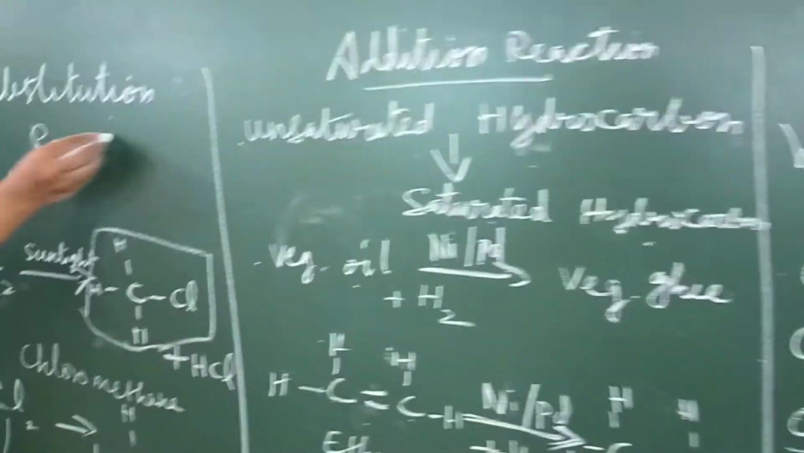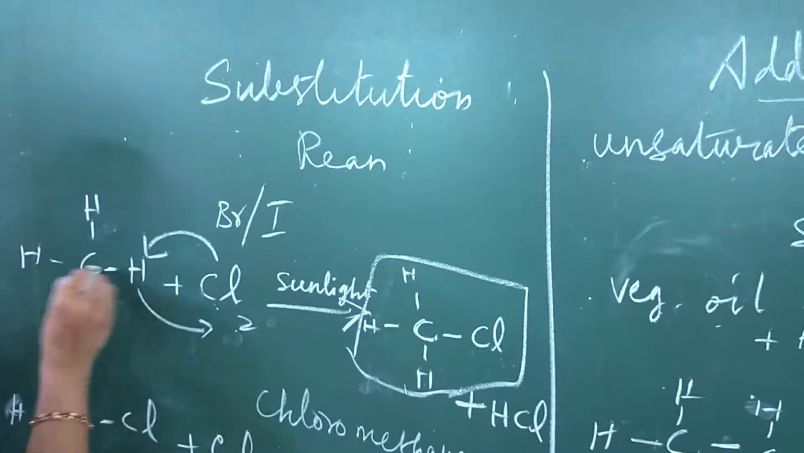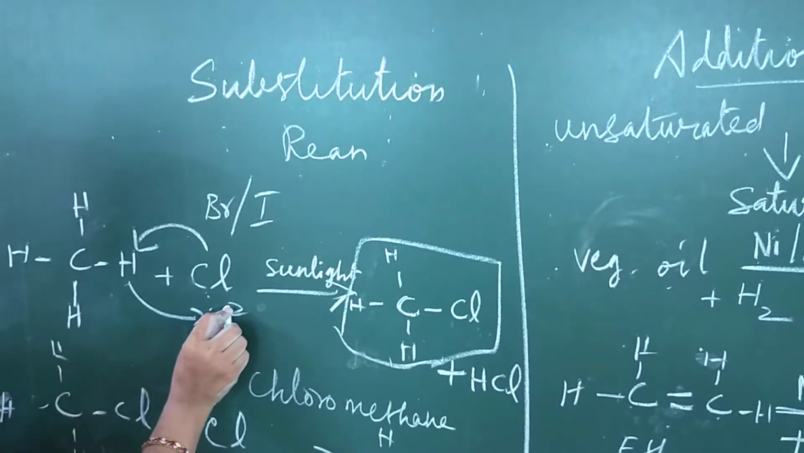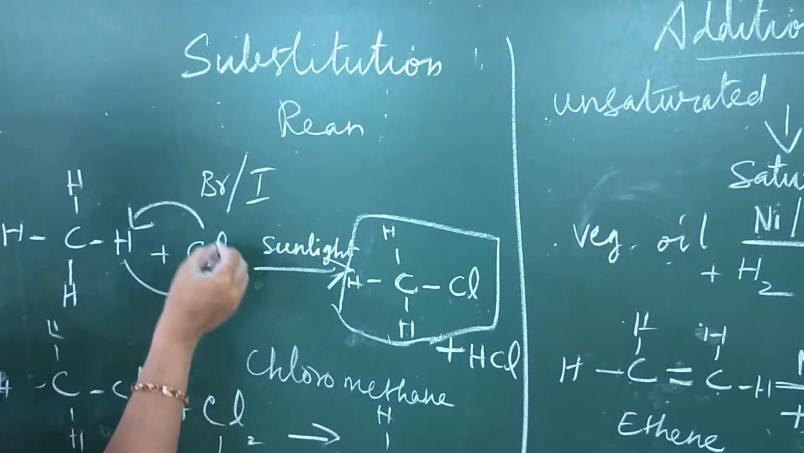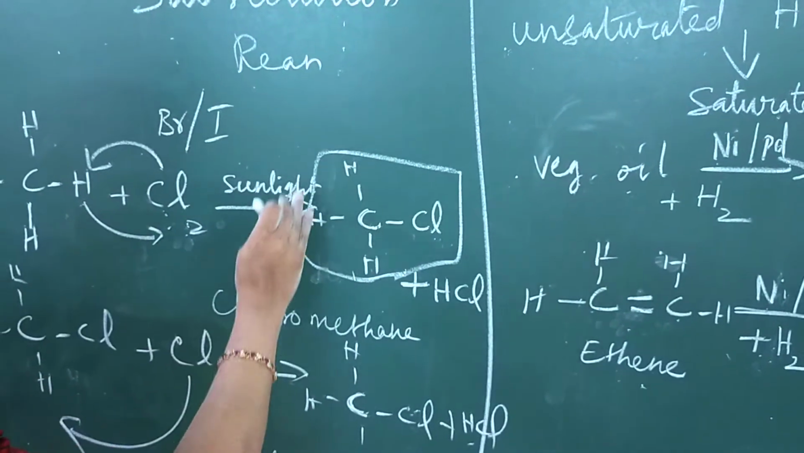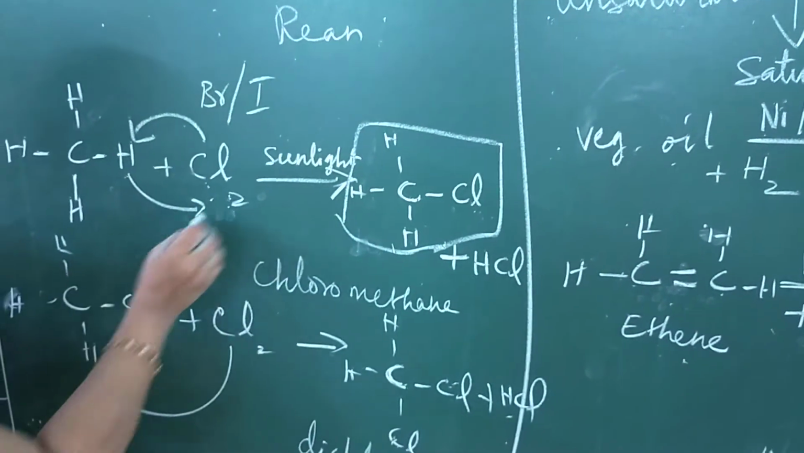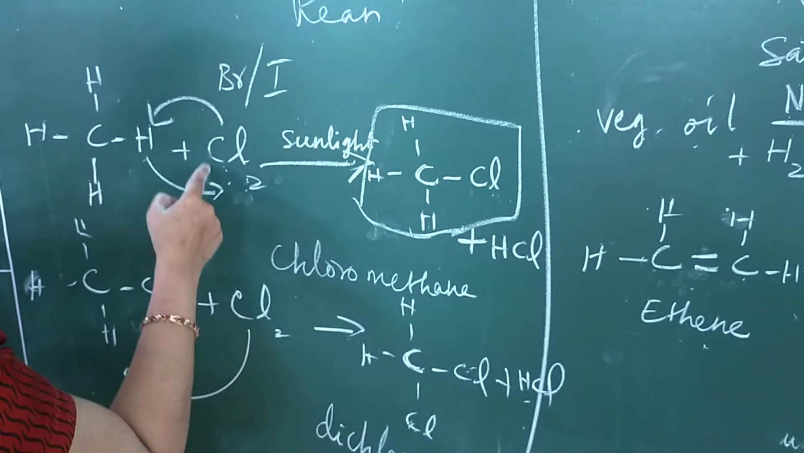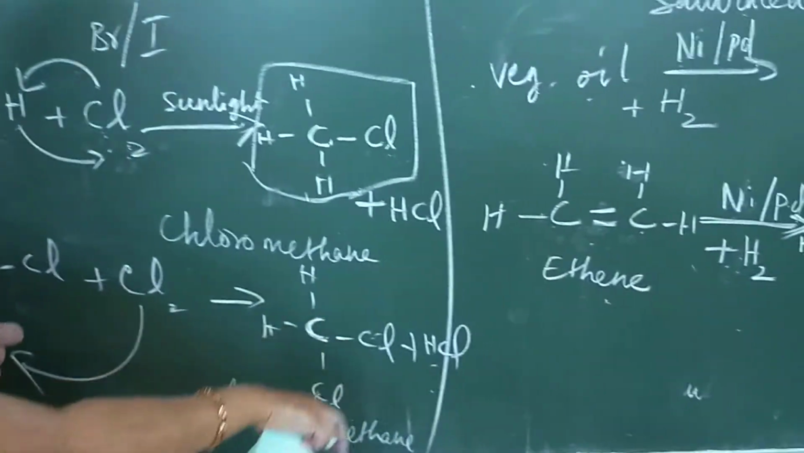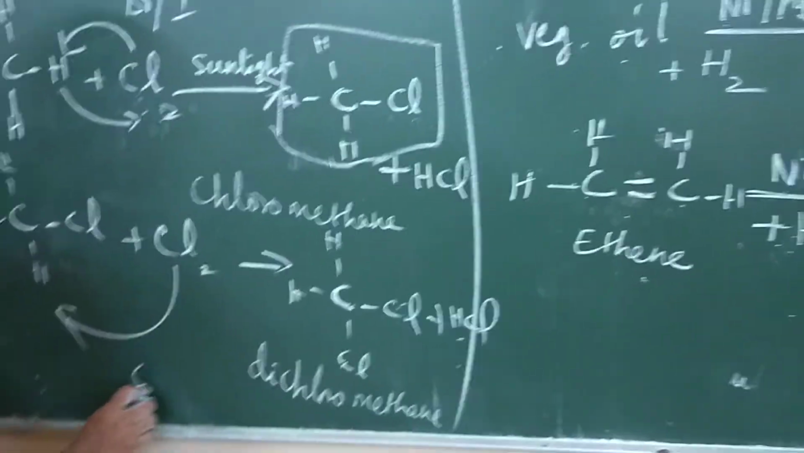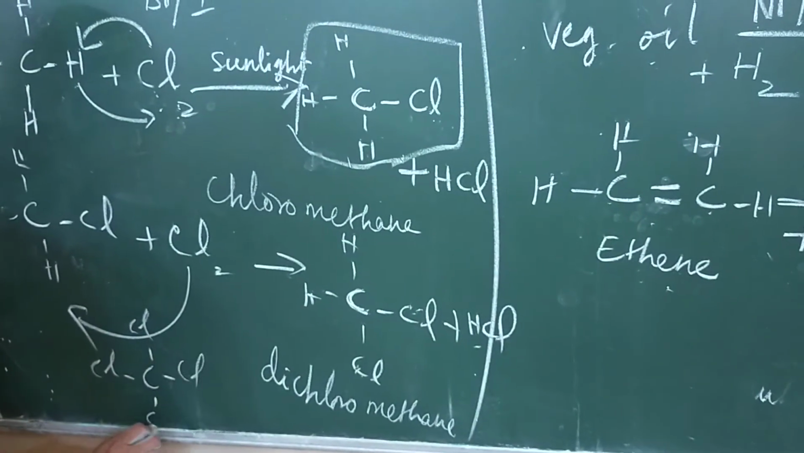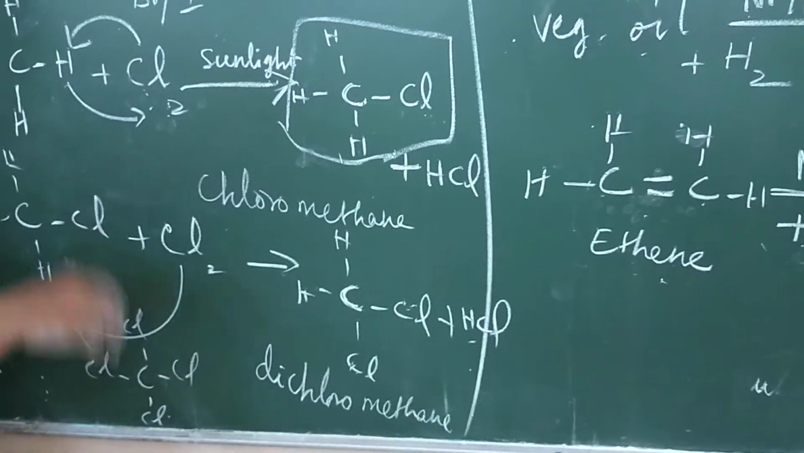Next is substitution reaction. Substitution reaction carried out in the saturated hydrocarbon. Instead of hydrogen, we are substituting any type of halogens, chlorine, bromine, iodine. So one hydrogen will be removed and particular halogen will be added. This carried out in the presence of sunlight. Reaction of chlorine with methane. The final product, 1 chlorine we can remove. Last we will get carbon tetrachloride. This is the final product we will get.